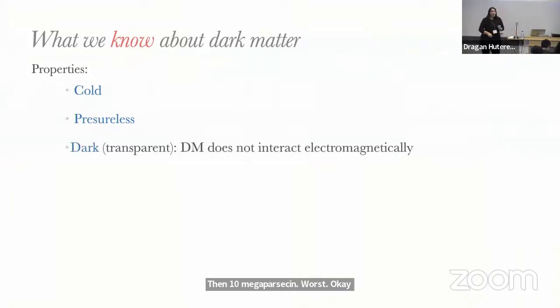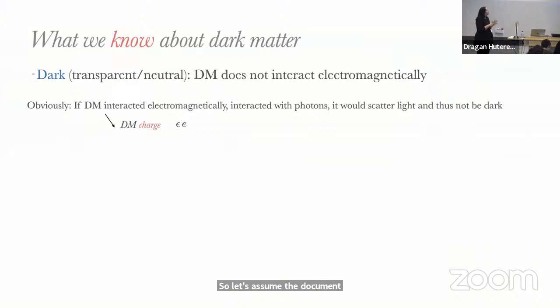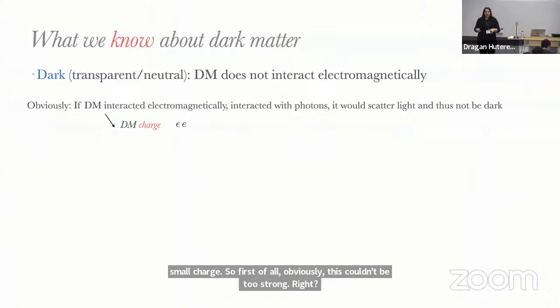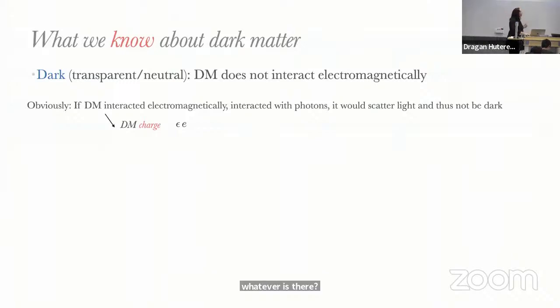Right, so we all know dark matter is dark or transparent, so it doesn't interact electromagnetically. So what does this mean? Just this one and we can go to the break. Let's assume that dark matter interacts electromagnetically, or does it mean that it interacts with photons? So dark matter has a charge. Here I'm writing this charge as epsilon e, so it's like a small charge. First of all, obviously, this couldn't be too strong, right? Because from observations, we saw that dark matter is whatever is there gravitationally, I don't see. So it's obvious that it cannot have a very strong interaction with photons.